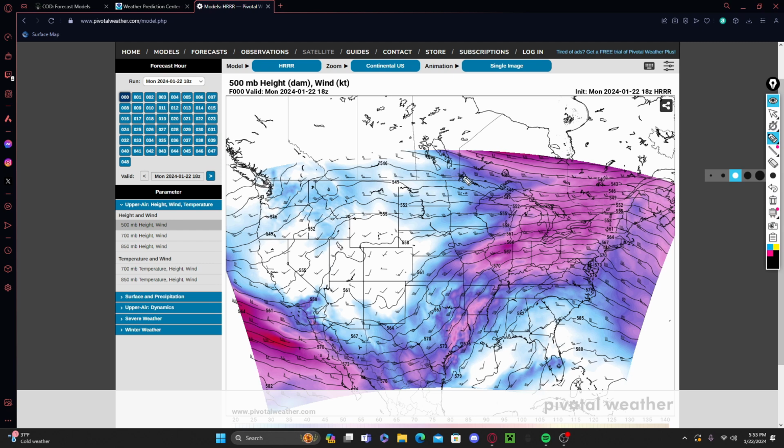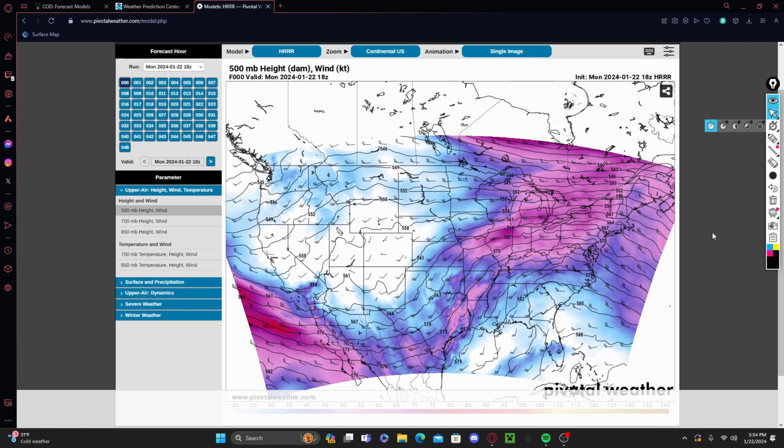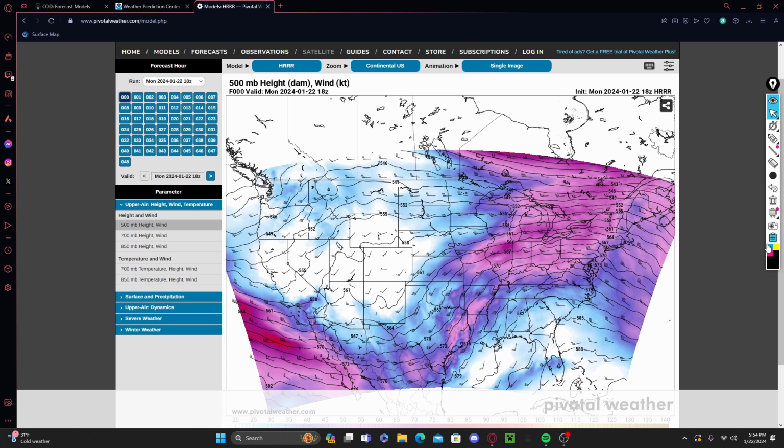So this is the 500 millibar map, and down here we can see the brighter colors. This is higher winds, this is less wind. So at 500 millibars, there is this low pressure trough centered somewhere around here. A little bit hard to see, but you can see how the lines are all kind of moving like so. It means it's rotating this direction.